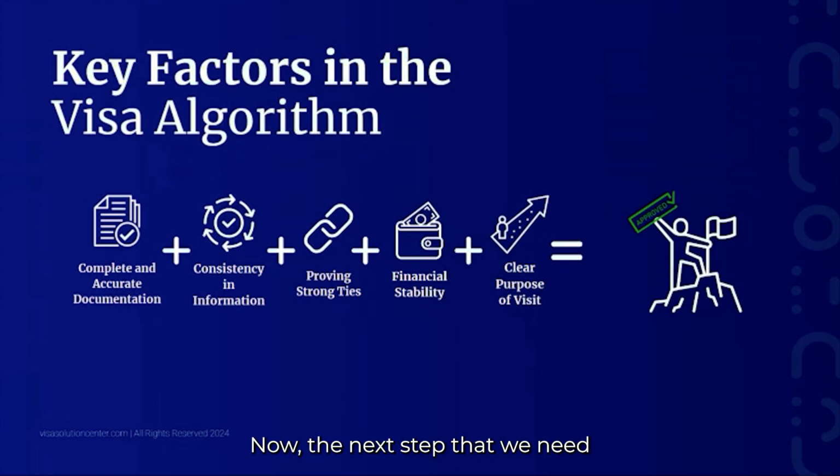Now, the next step that we need to make sure that we can show is financial stability, that there are enough funds moving through our accounts on a consistent basis to show that we'll have enough money for the trip when we arrive in the United States, for whatever reason we're going. And as I said before, having a clear purpose of the visit.